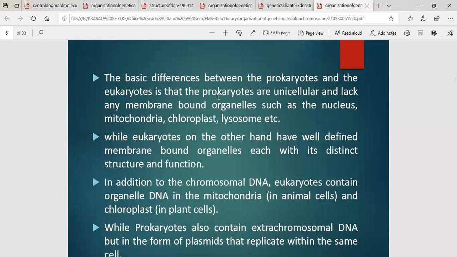When differentiating between prokaryotes and eukaryotes, prokaryotes are generally unicellular and lack membrane-bound organelles such as the nucleus, mitochondria and chloroplast. That's why they lack a nuclear membrane, and mitochondrial and chloroplast membranes.